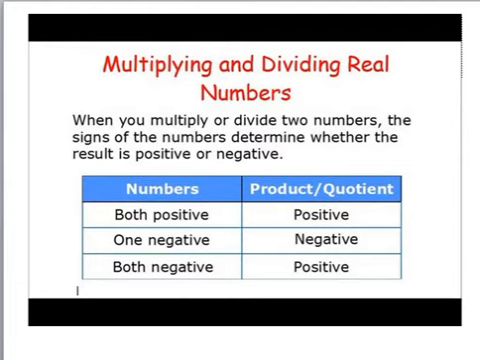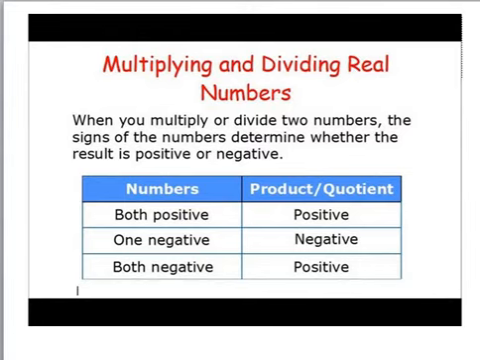Now, if both are negative, the product and the quotient will be positive. But if only one of them is negative, the product and the quotient will be negative.